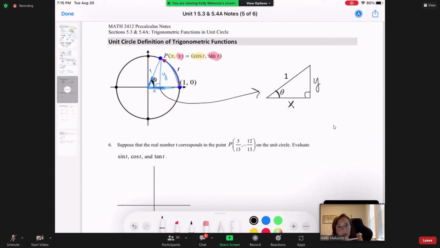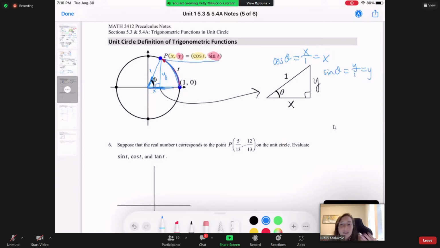So what we're looking at here is that cosine theta, if we're looking at SOHCAHTOA, is adjacent over hypotenuse, X over 1, so it's X. Then my sine theta is opposite over hypotenuse, which is just Y. So that's how they're getting this type of thing.